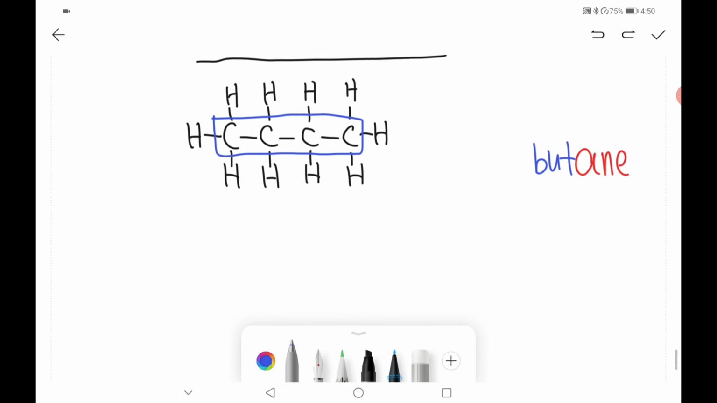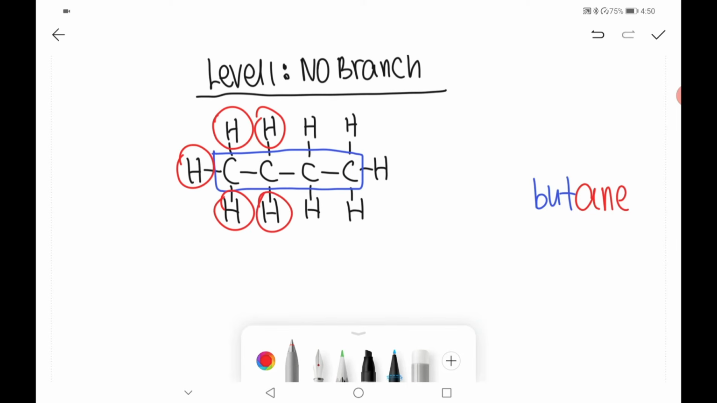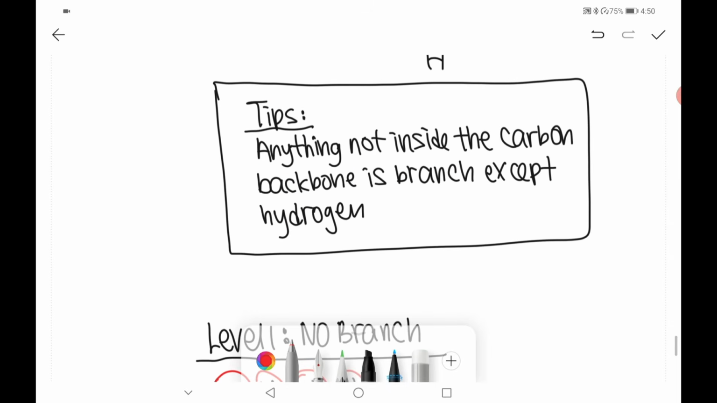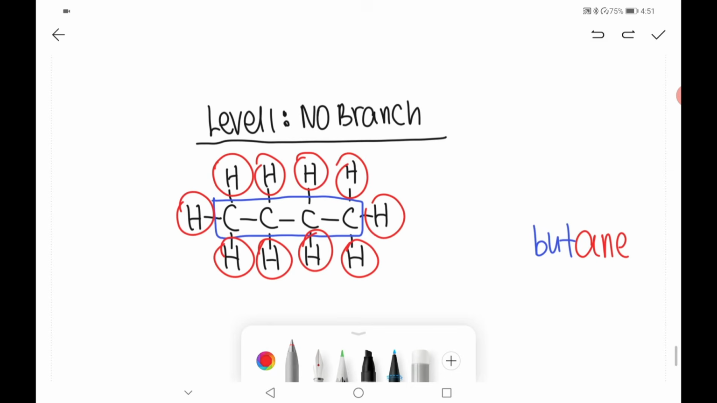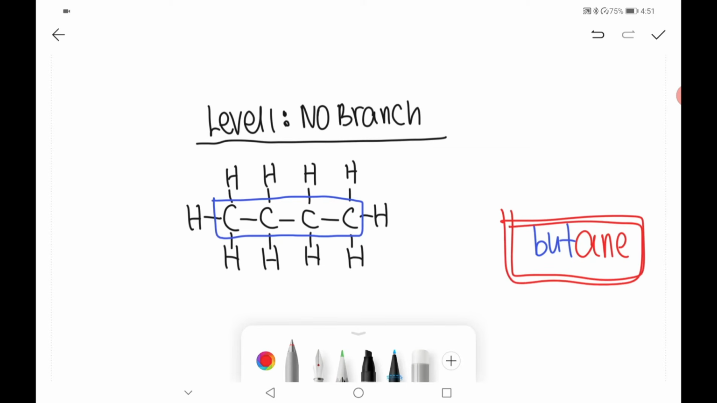Let's look at it. So what is a branch? Anything outside the backbone. So now, all the ones outside the backbone are hydrogen. And as I said just now, hydrogen is not counted as a branch. So in this case, we don't have a branch at all. When we don't have a branch at all, you can stop here. The name is called butane.